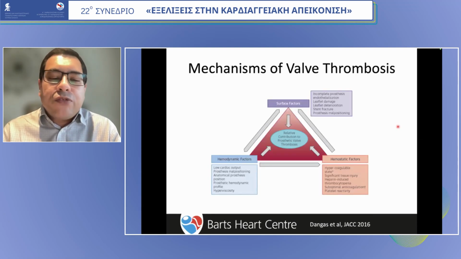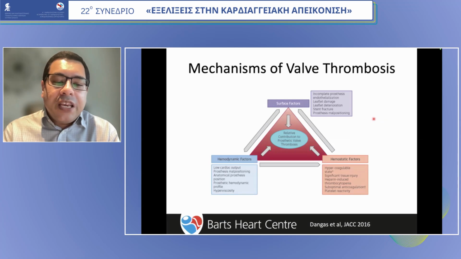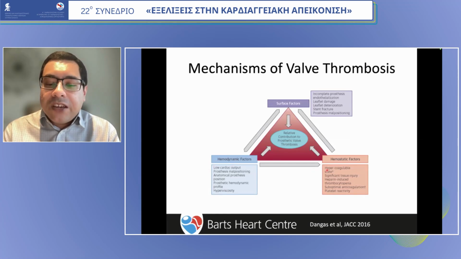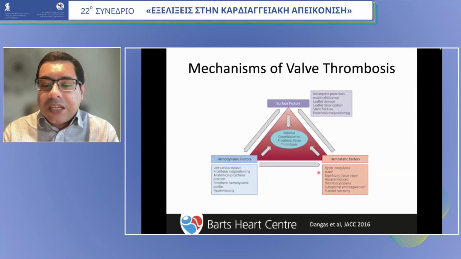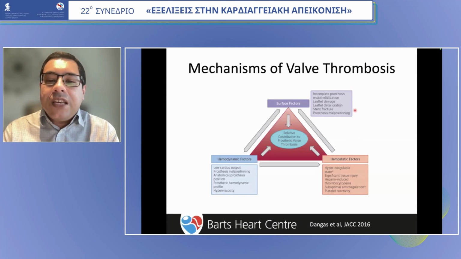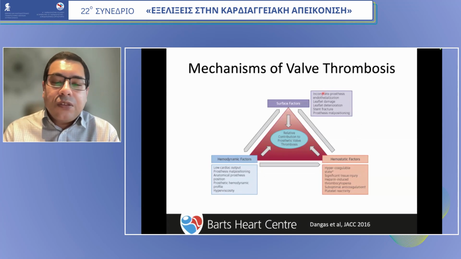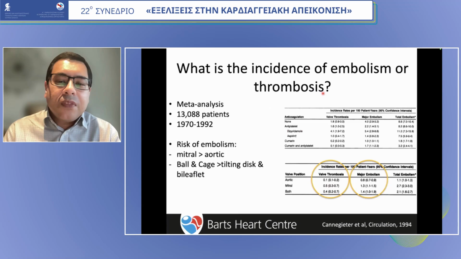So if we think about why thrombus develops, apart from flow, there are hemodynamic factors such as low cardiac output. That's why it's more common on right-sided valves if you've got mechanical tricuspid valve disease. Then there are hemostatic factors such as hypercoagulable states, such as antiphospholipid syndrome, and then incomplete endothelialization. So there are 3 main causes.